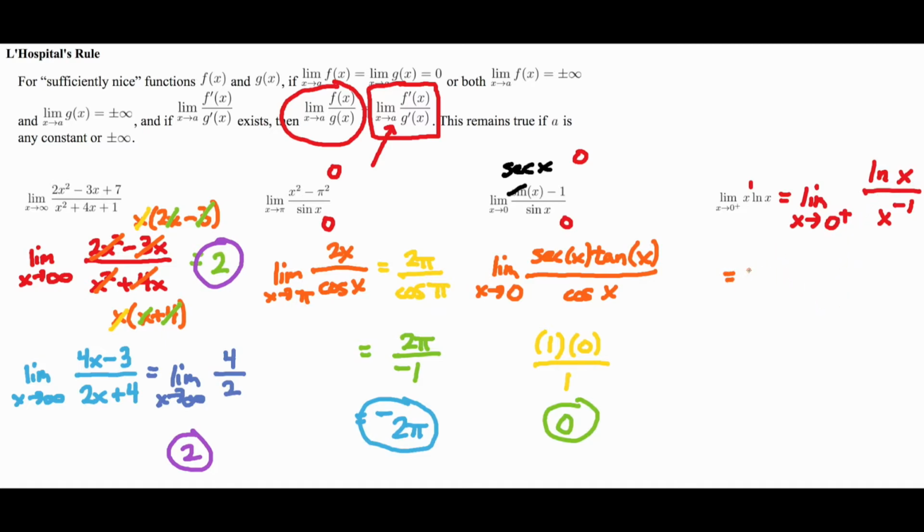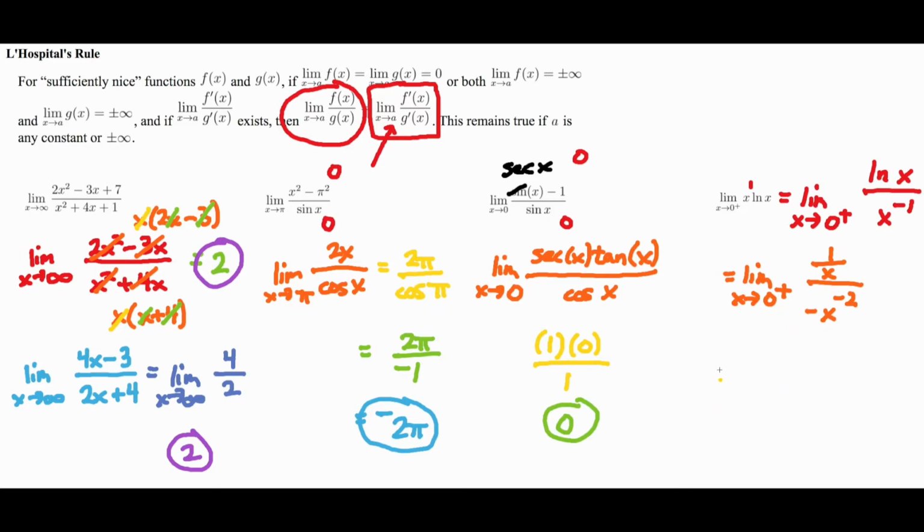We're going to do the derivative of the top here. So the limit as x approaches 0 from the right, the derivative of the top is 1 over x. The derivative of the bottom is going to be -x to the -2. So now you can try to plug in 0, but when you do that, at the top you have 1 over 0, which is undefined, and then this is going to be -0 to the -2, which is also undefined.